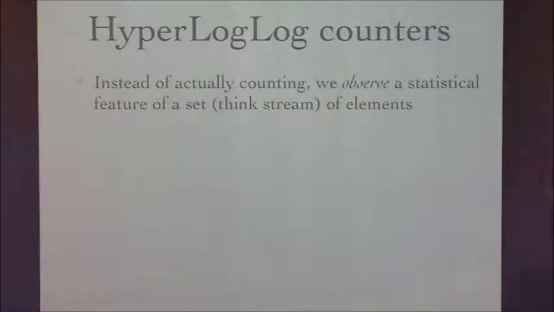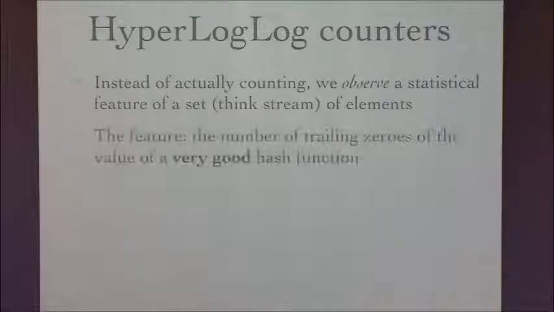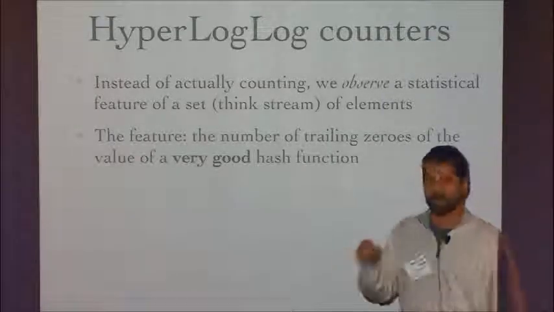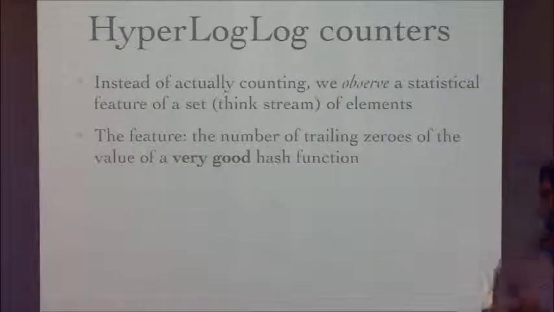The idea of these counters, which were developed by Flajolet and his school, and are widely used in industry, you can find papers about that from Google or from Aggregate Knowledge and so on, is that we see a stream of elements one by one, but instead of keeping track of the set, we keep track of a very simple feature of the set. The feature is computed in this way. We take the number of trailing zeros of a very good hash function applied to each element of the set, and we take the maximum.